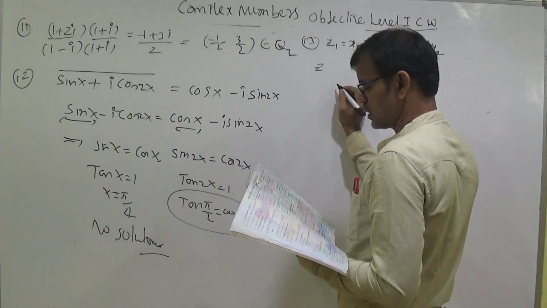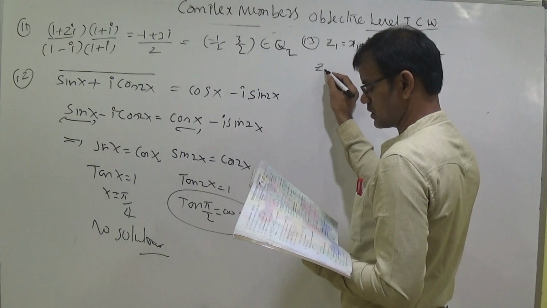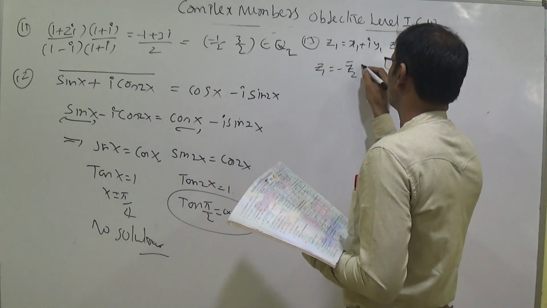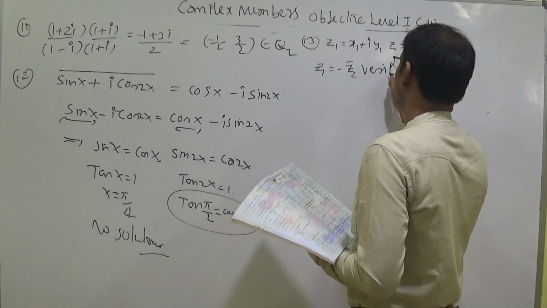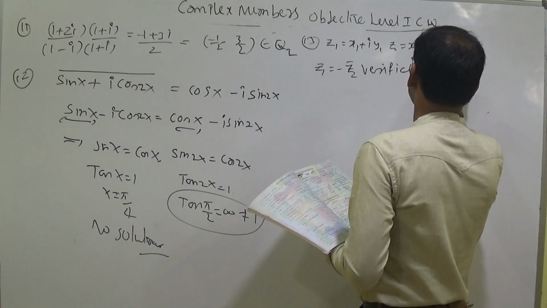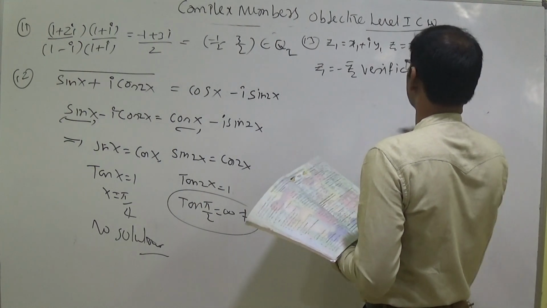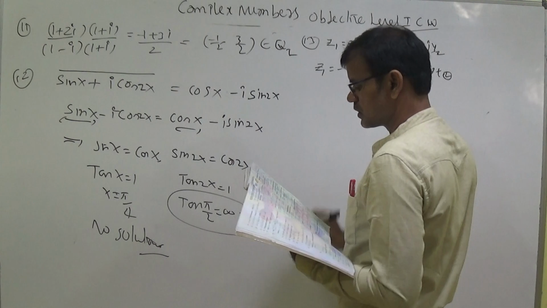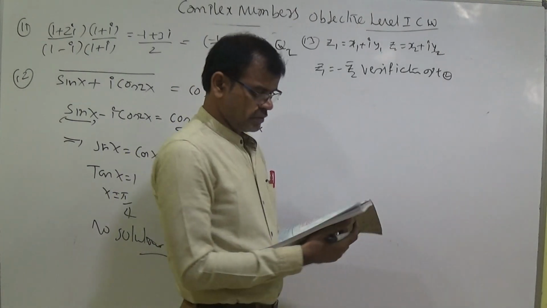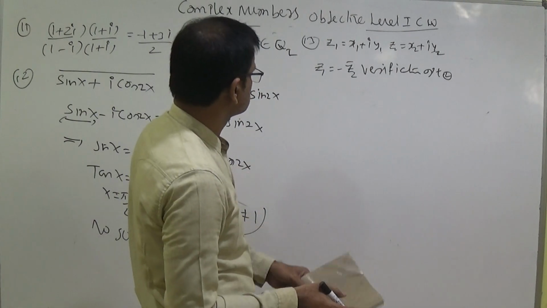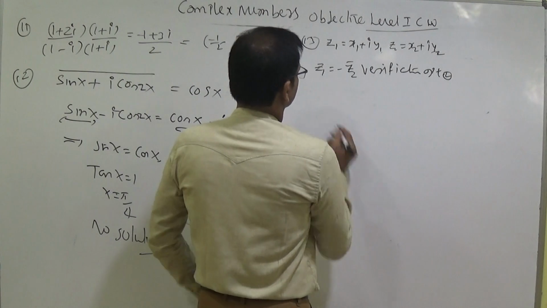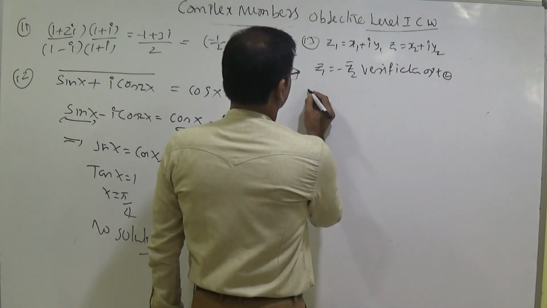No, it cannot be possible with this method. Verification, let us put Z1 is equal to minus Z2 bar, I am writing. Verification option 2. Z1 is equal to minus Z2 bar. Z1 Z2 is a real number. And Z1 Z2 is a real number.